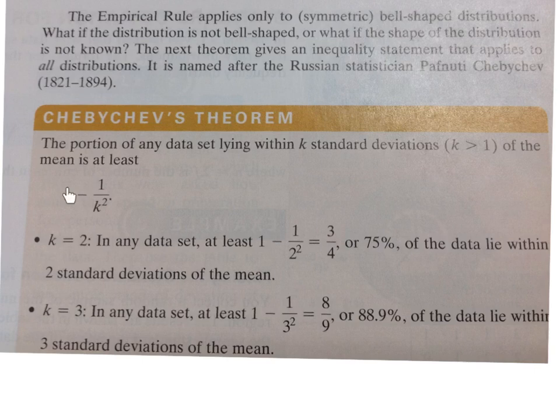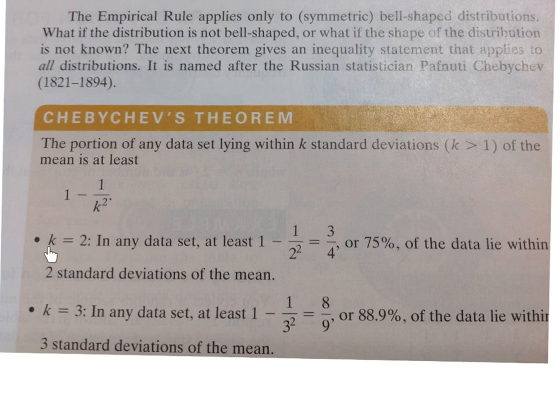And so what does it say? The proportion of any data set lying within k standard deviations of the mean, where k is positive and greater than 1, is at least 1 minus 1 over k squared.